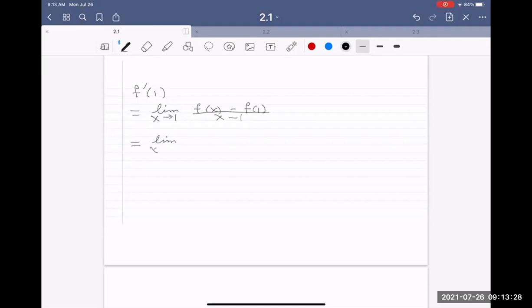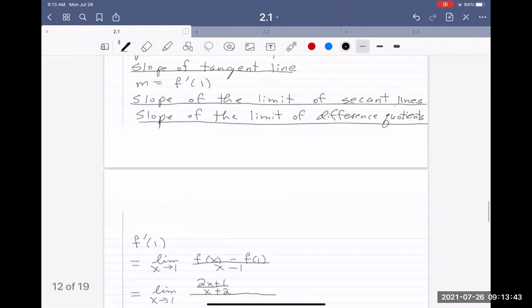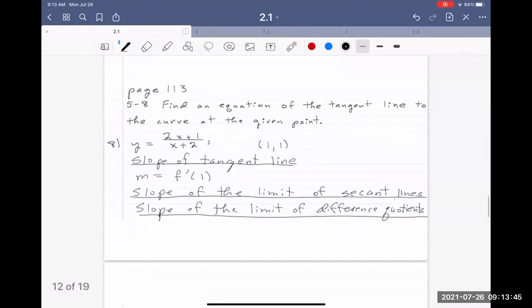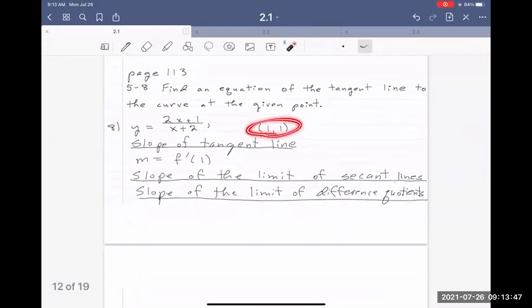This will equal the limit as x approaches 1 of f of x, which is 2x plus 1 over x plus 2. And f of 1 is 1, because that's what it tells us. Also, you could just plug in 1. Maybe I should do that also. So let's plug in 1.